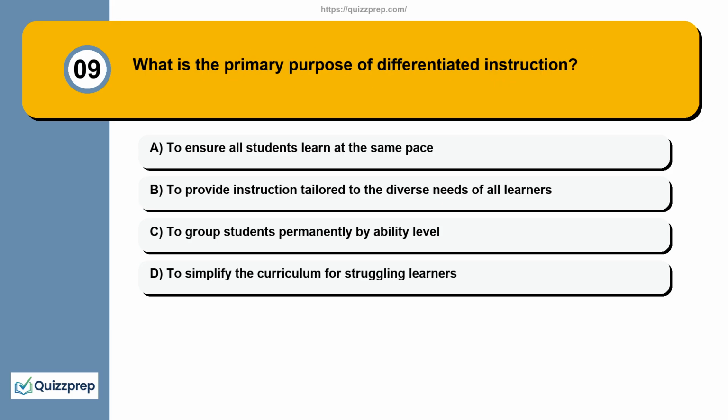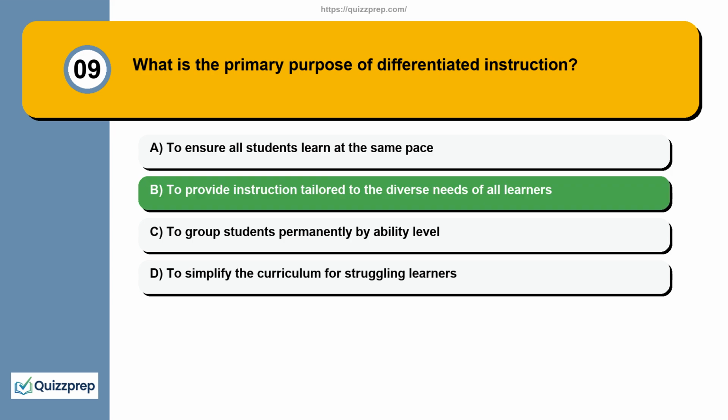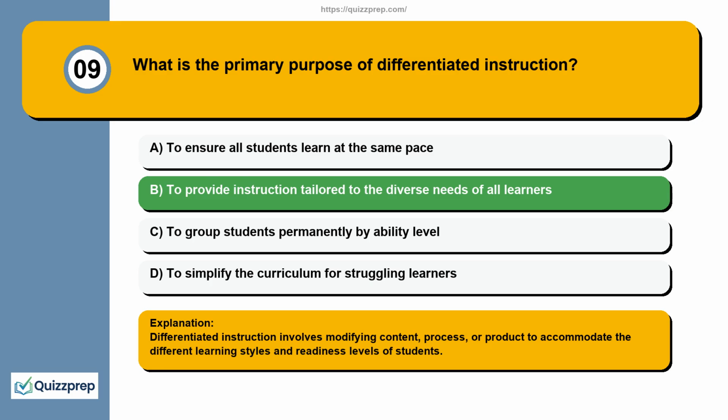Question 9. What is the primary purpose of differentiated instruction? Here are your options. Option A. To ensure all students learn at the same pace. Option B. To provide instruction tailored to the diverse needs of all learners. Option C. To group students permanently by ability level. Option D. To simplify the curriculum for struggling learners. The correct answer is option B. To provide instruction tailored to the diverse needs of all learners. Explanation. Differentiated instruction involves modifying content, process, or product to accommodate the different learning styles and readiness levels of students.